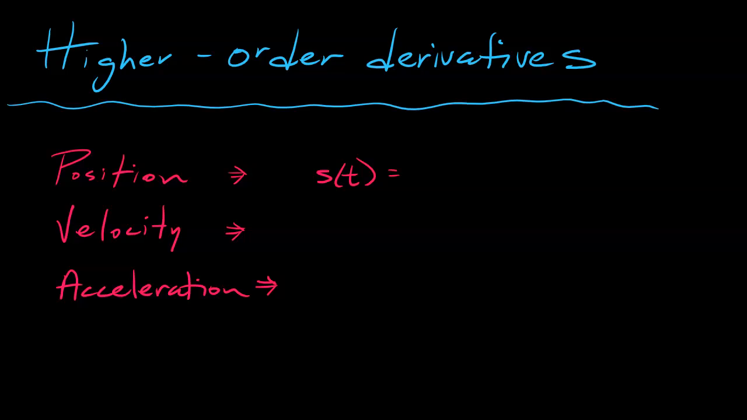And let's just go with 8t squared minus 4t plus 3. Just a random equation. Position, let's come up with a unit. Let's just say meters. Okay.